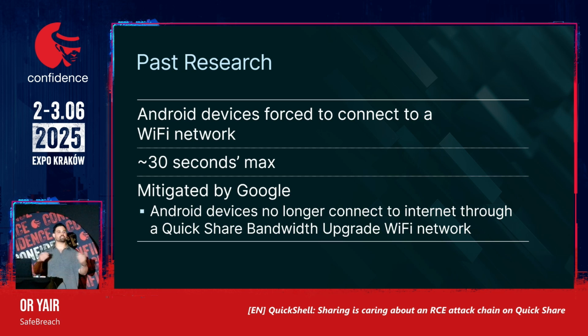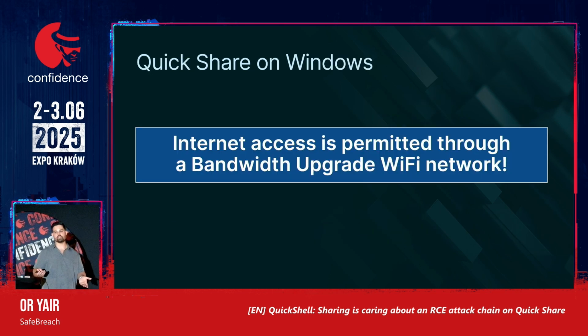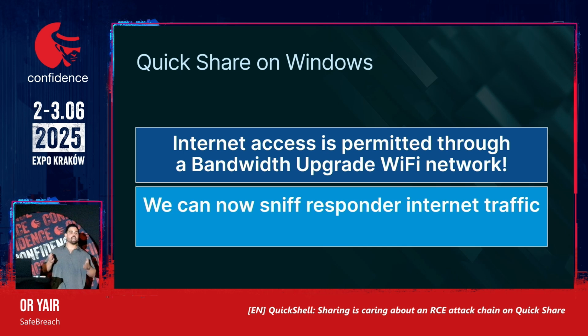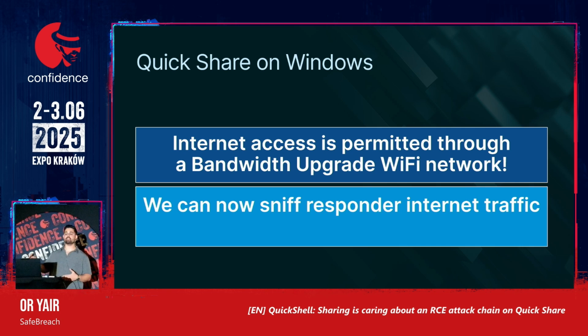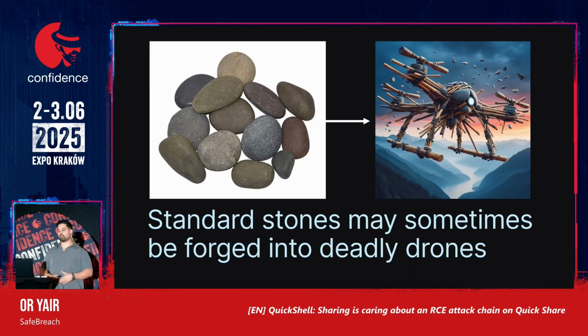However, testing the exact same attack on Windows resulted in the Windows computer just going to the internet through that Wi-Fi access point, meaning that we can force any Windows Quickshare device to connect to our Wi-Fi access point in order to sniff its internet traffic. So we now can be a man in the middle for about 30 seconds. Okay, cool. So far we found 8 vulnerabilities, including the ones from the fuzzer.